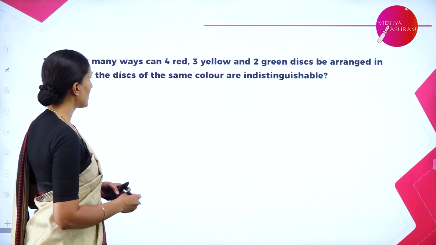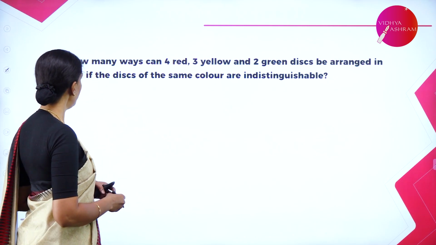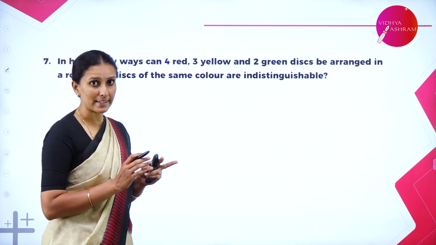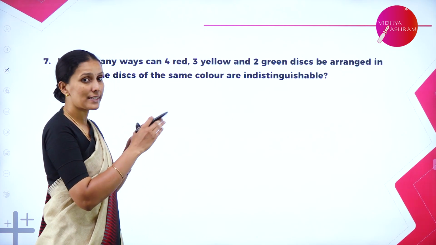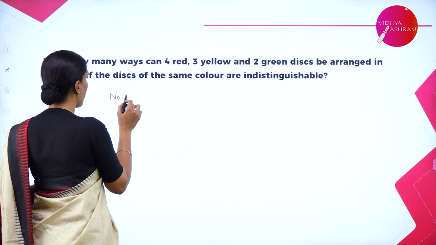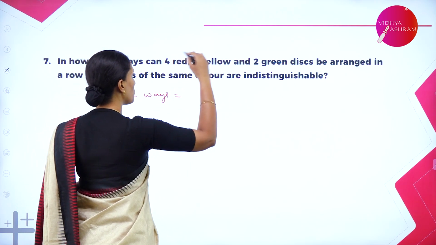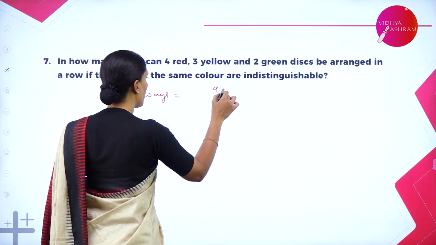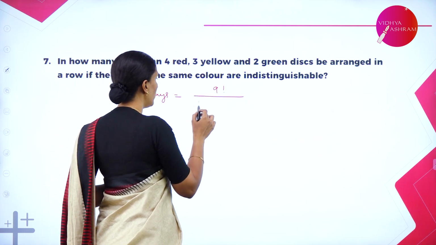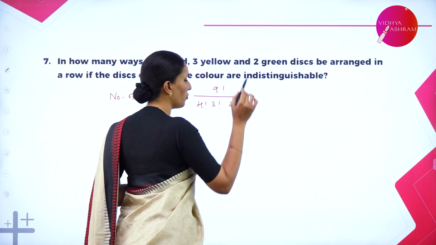Next question. In how many ways can 4 red, 3 yellow and 2 green discs be arranged in a row if the discs of the same color are indistinguishable? So here we need to take the permutation of 4 plus 3 plus 2, 9 discs, where the repetition of the same color is not allowed. So the number of ways here, since I need to choose all the 9 discs, is equal to 9 factorial.